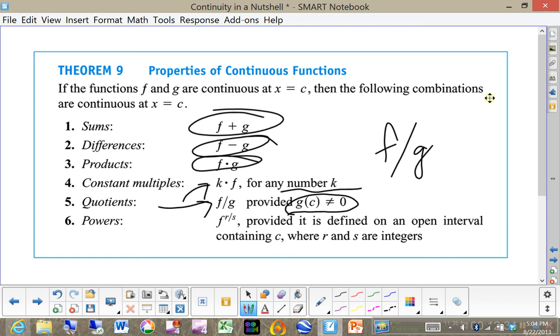Also, if you take any continuous function and take the r over s power of that function, the resulting function will still be continuous. In other words, if you take a continuous function like sine of x and took it to the 2/3 power, that function is still continuous.